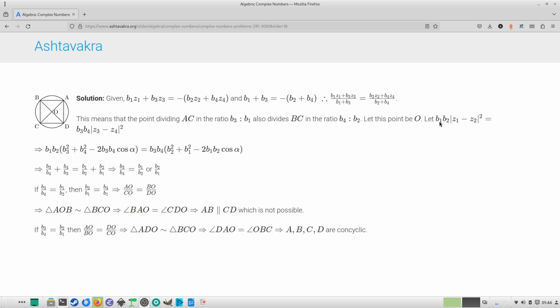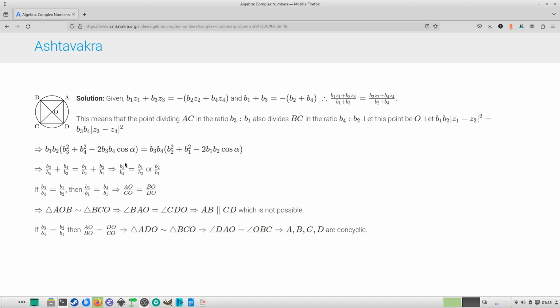So we have now b1 b2 mod z1 minus z2 square is equal to b3 b4 mod z3 minus z4 square. From this equation we can write that b1 b2 (b3 square plus b4 square minus 2 b3 b4 cos alpha) is equal to b3 b4 (b2 square plus b1 square minus 2 b1 b2 cos alpha). Now from this we have b3 by b4 plus b4 by b3 is equal to b1 by b2 plus b2 by b1.